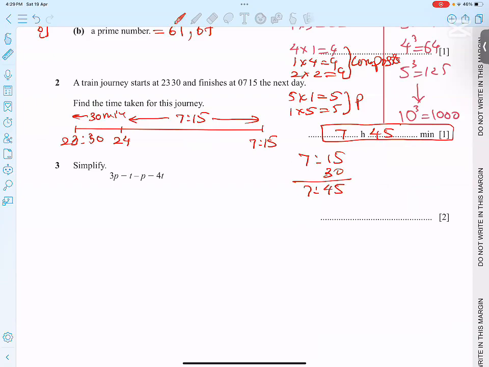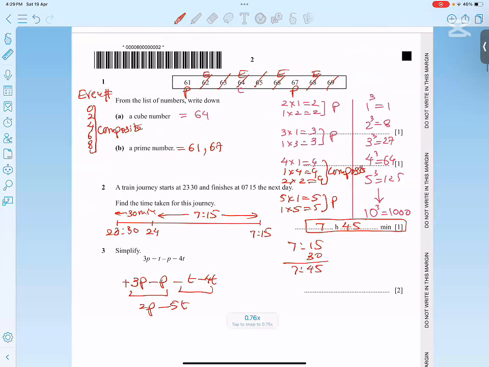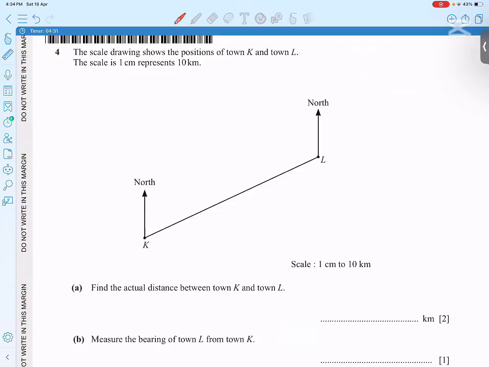Let's talk about the third question, simplify. We have a simple way, like with like. I can do it directly also, but I bring 3p and minus p together, and negative t and negative 4t together. For these two values with opposite signs, subtract: out of 3, 1 is gone, so 2p. And here, same sign, add, and I get negative 5t. You can write in any order, and this is our final answer. So let's go for the next question.